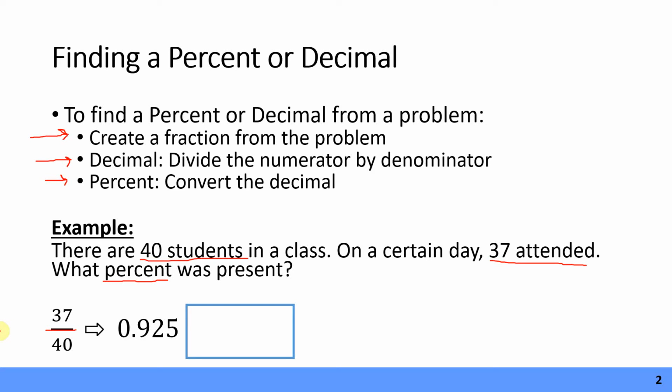And then from here, you know how to make this into a percent, right? To make it into a percent, remember, we learned you move the decimal twice, and then you add the percent sign. So my answer is 92.5%. So these are the kinds of problems we are going to be starting with. Again, you set up a fraction, get a decimal, then get a percent.